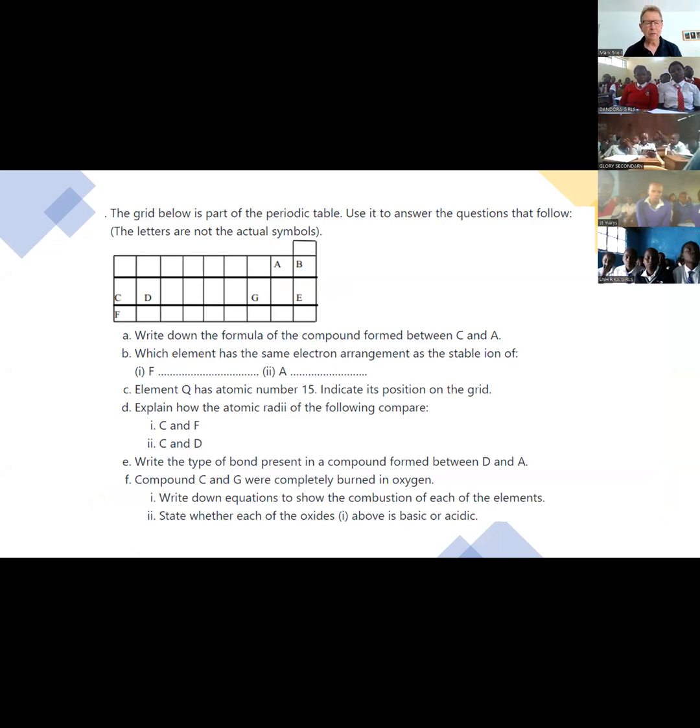This is a typical question that comes up in KCSE examinations. They show you a bit of periodic table, they use some letters, they say these are not their original symbols, and then they ask you questions. What is the formula between C and A? Which element has the same electronic structure as F and A? Element Q has an atomic number of 15, and so on. That is the sort of question we will be able to do by the end of next week without any question at all.